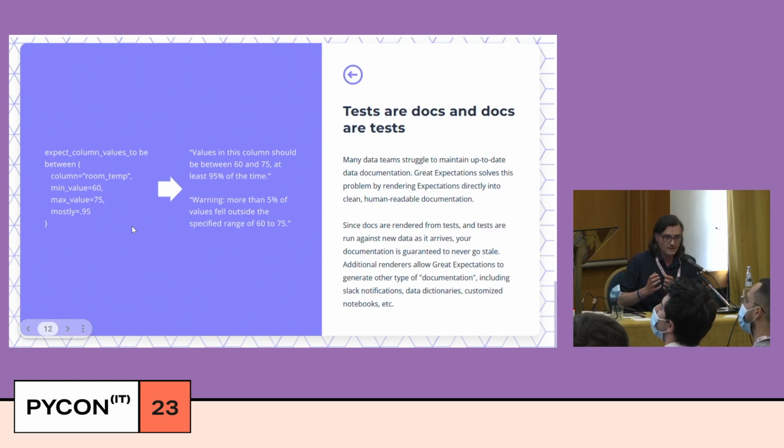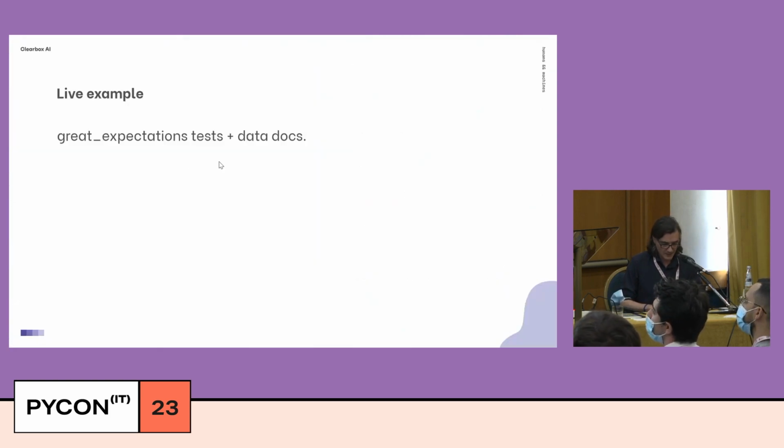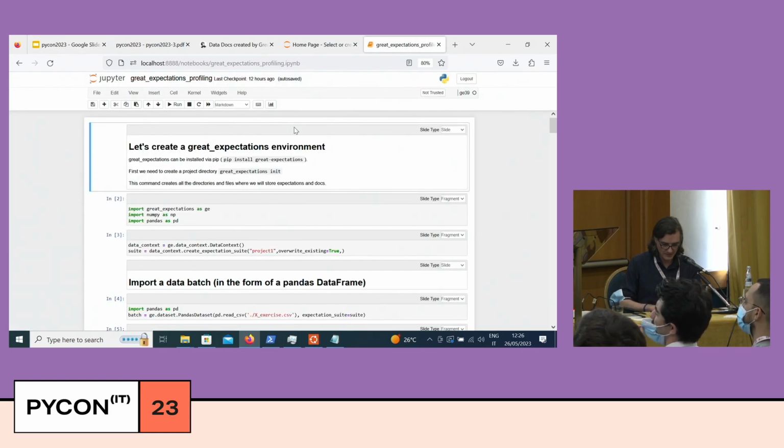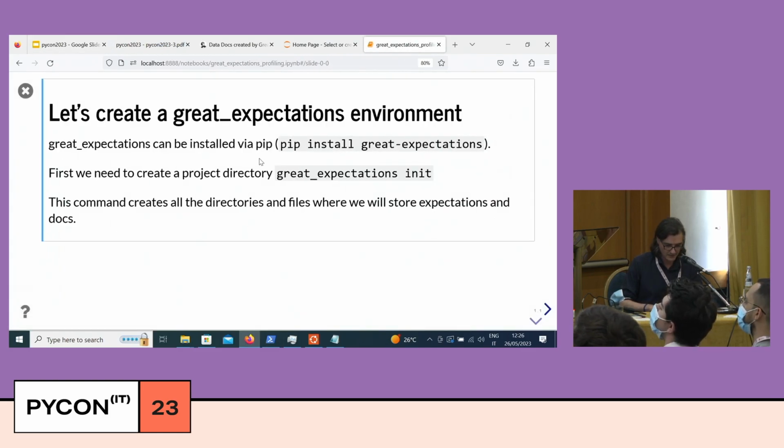The idea of the mode of Great Expectations is also tests as docs and docs as tests, because once you are able to write these expectations programmatically using this mini language, the same expectations become documentation for the data. So it can be automatically translated to documentation that you can use to enrich your data. But I wanted to show you a more real example by going through a very short notebook.